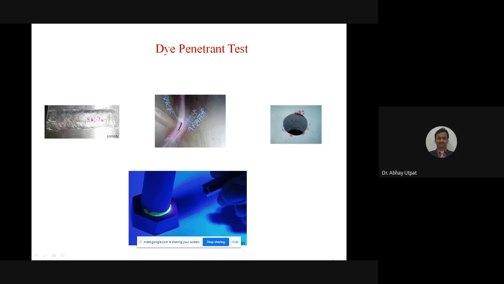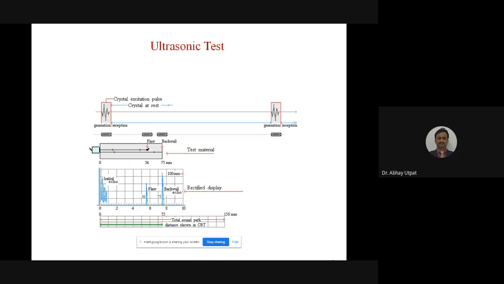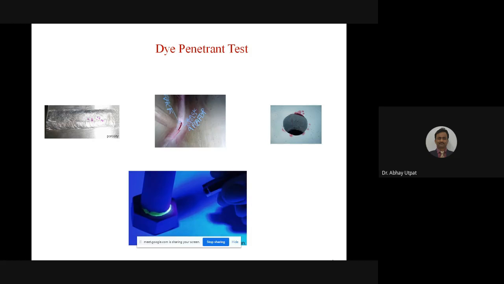So remember, the importance of fluorescent color is that it shines in the presence of ultraviolet light for easy detection. This is all about dye penetrant. So the most important limitation you can write down.